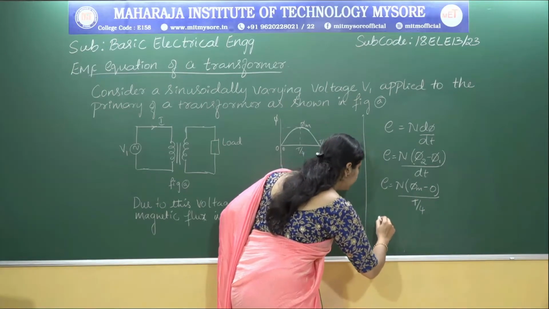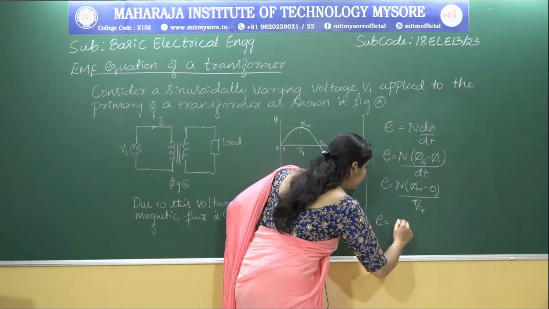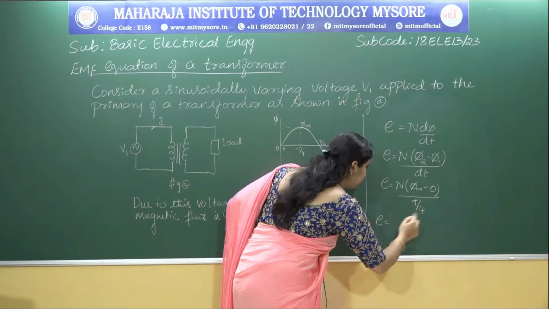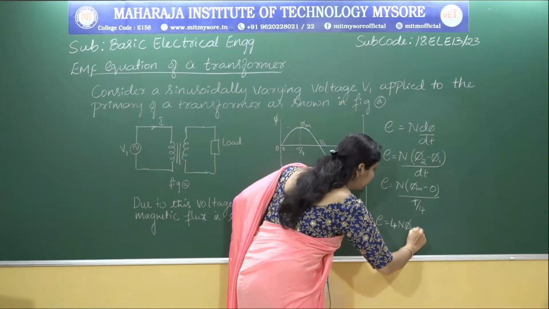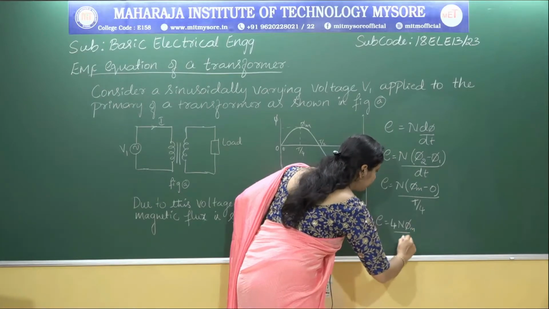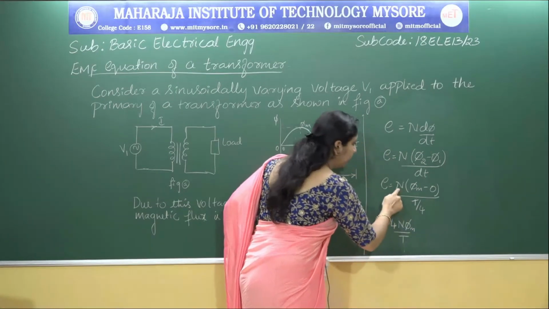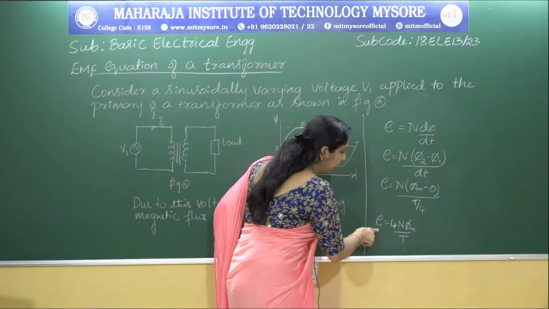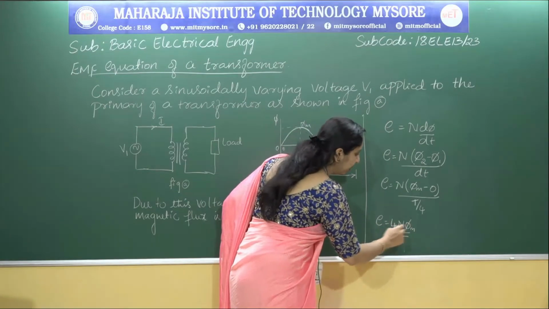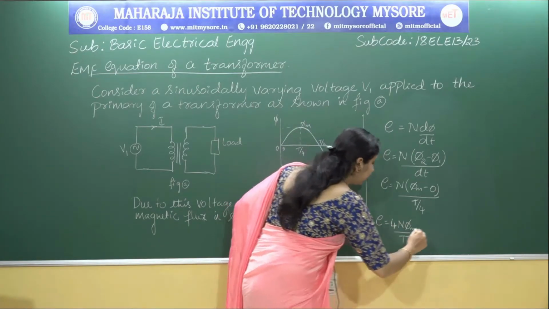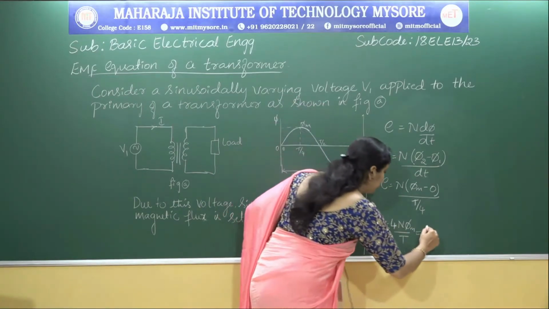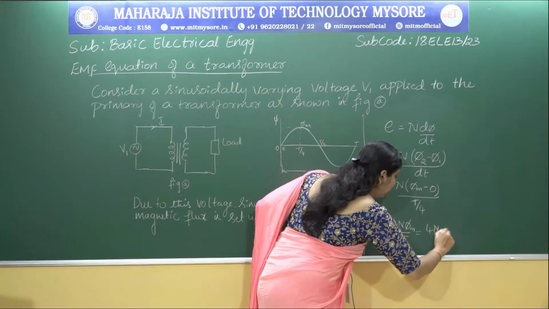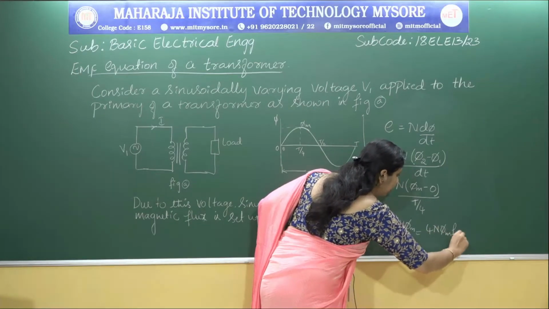And now we can simplify this expression. E is equal to, so what happens here? So we can take this T by 4, that is 4 into n phi m, divided by T. I have taken 4 in the numerator, so we get E is equal to n phi m divided by T, and we know that 1 by T is equal to F, because the frequency is the reciprocal of time. E is equal to 4 n phi m into F.